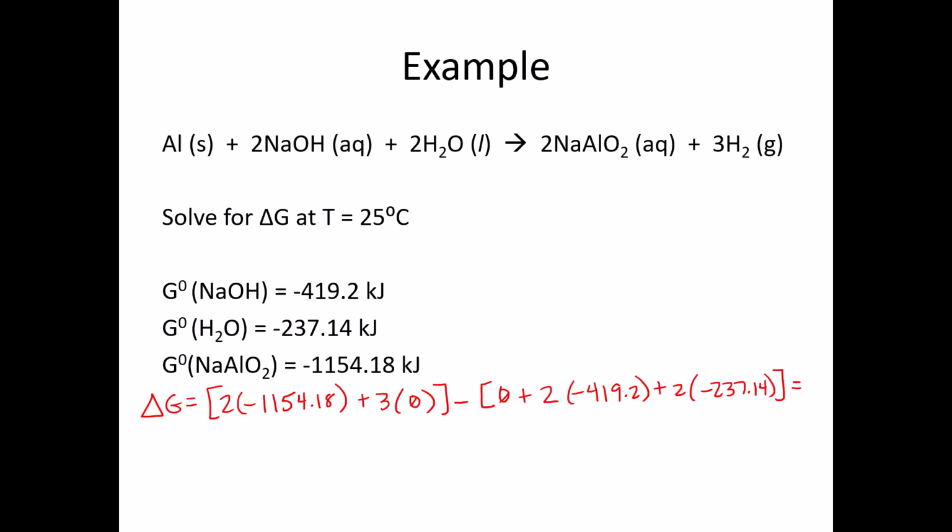Alright, so be very careful with your math. Watch all the negative signs. That's going to be very important. But when you calculate delta G here, I get negative 995.7 kilojoules. Alright, so this reaction would then be spontaneous because delta G is negative. And this only applies to 25 degrees Celsius.